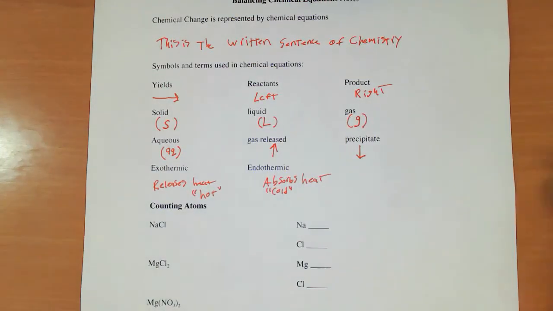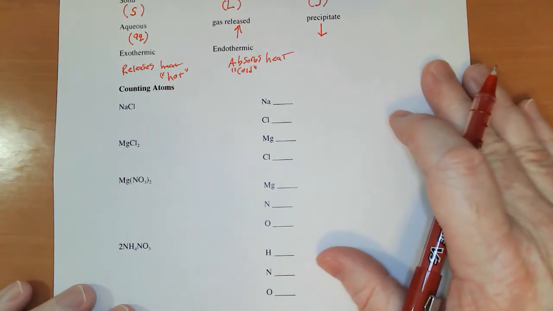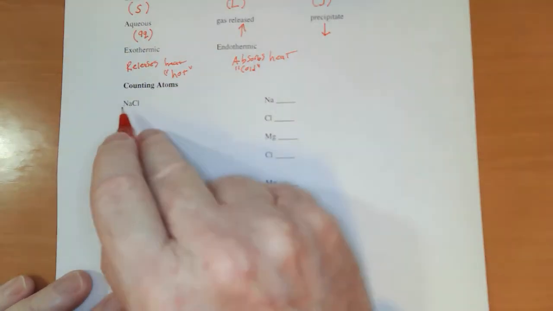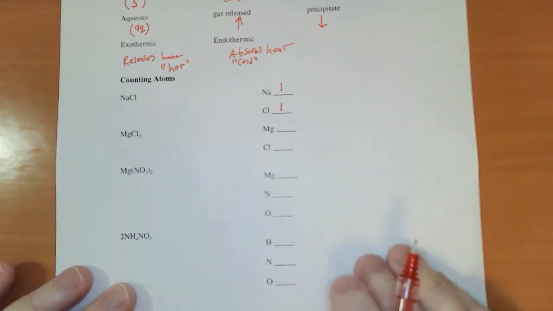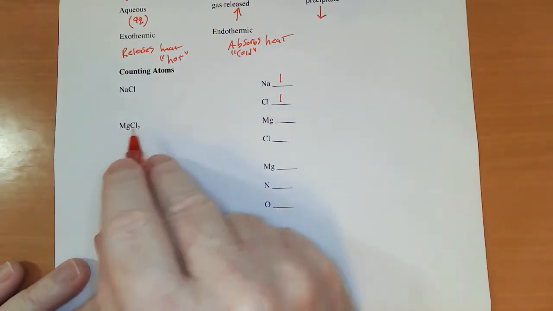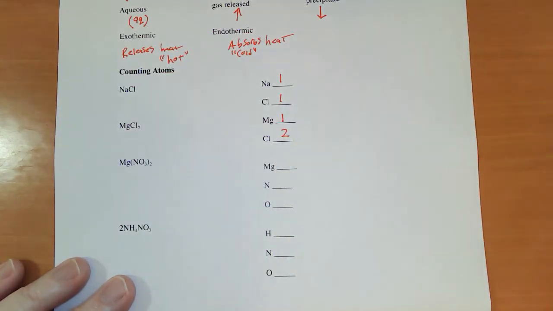Okay? Now, let's talk about atom counting in our symbols. I think this is pretty straightforward to you. When I write NaCl, I have one sodium and I have one chloride. When I write MgCl2, I have one magnesium, but I have two chlorides.